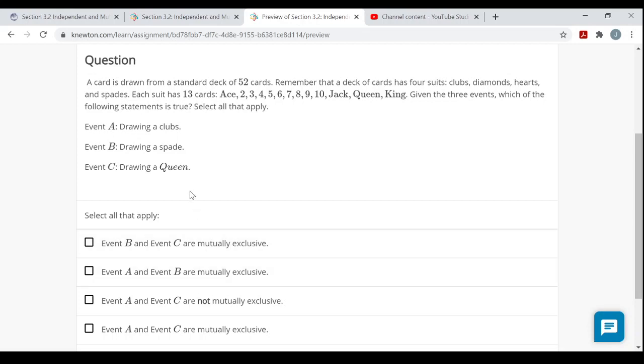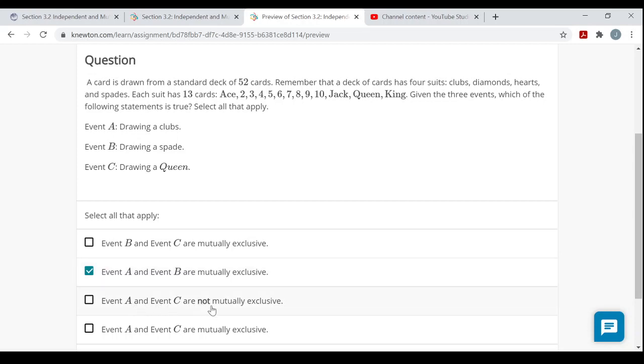How about A and B? Draw a club, draw a spade. If I pick a card, it can't be both a club and a spade. You can't have a card with two suits. There aren't any cards with 2 suits. So yes, A and B are mutually exclusive. They do not have an outcome in common.